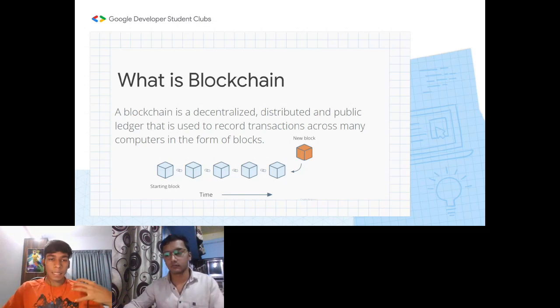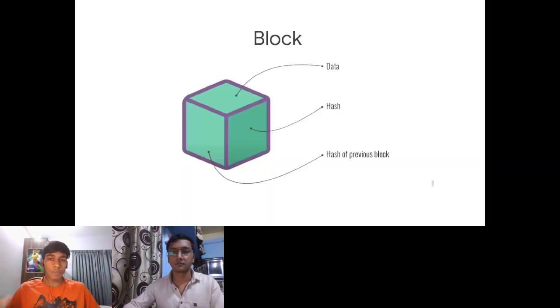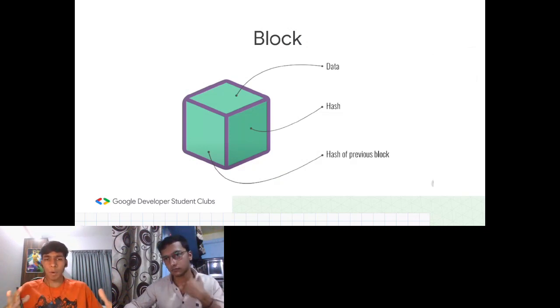So let us try to understand our definition of a single block: what these blocks are made up of, and how the block works exactly. A block comprises three main fundamental components.